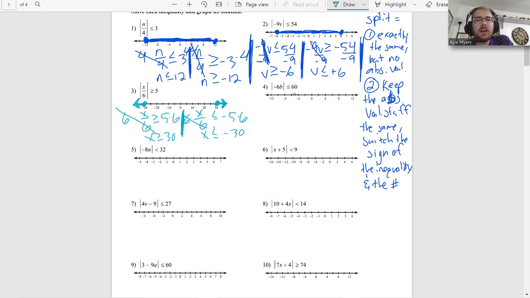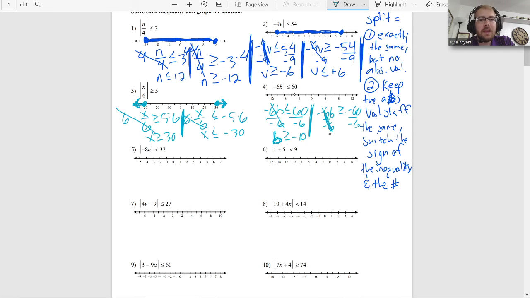Okay, so number 4, keep it the same. Then keep, change, flip, divide everything by negative 6. Negative 6, negative 6, all over the place. And then I have to switch the sign because I'm dividing by a negative 6 on both sides. So divide, sign changes. Positive 60 divided by negative 6 is a negative, right? So positive divided by a negative is a negative. 60 divided by 6 is 10.